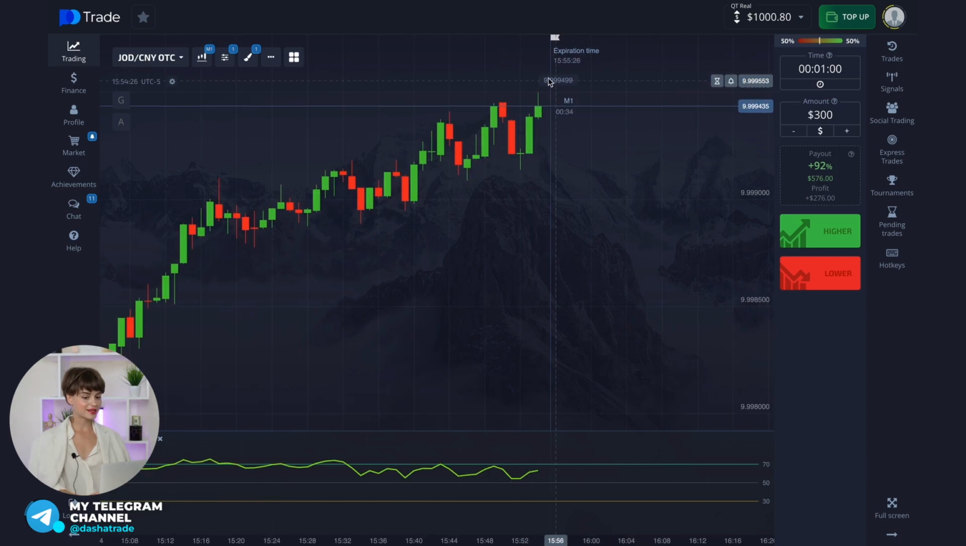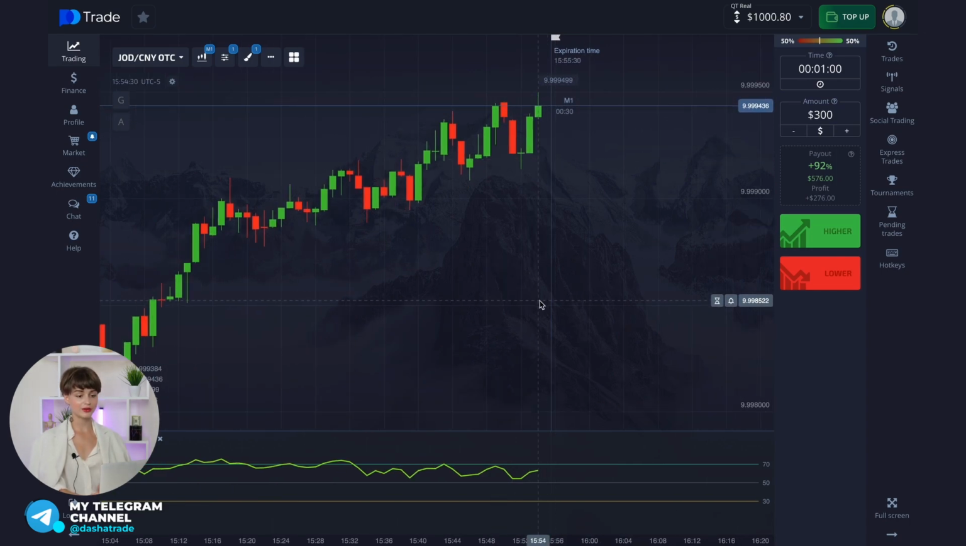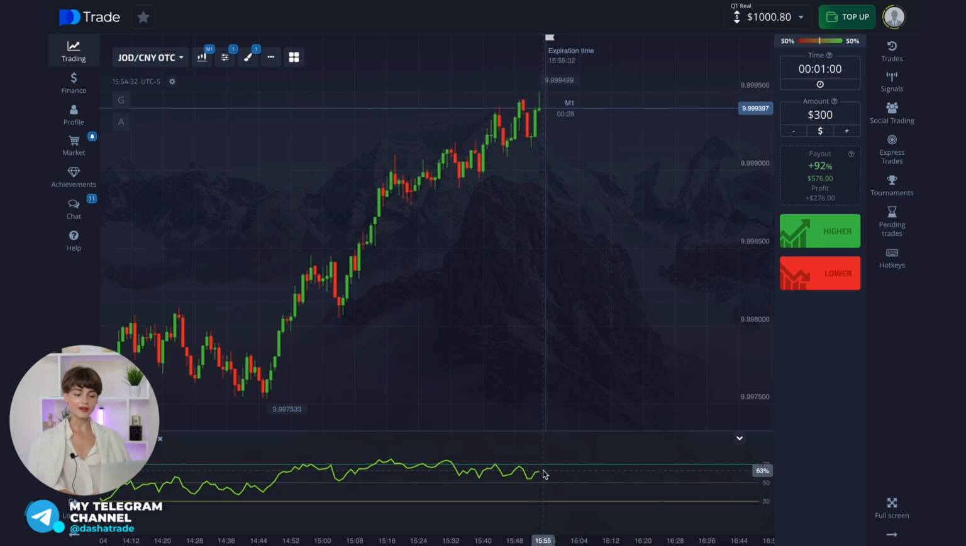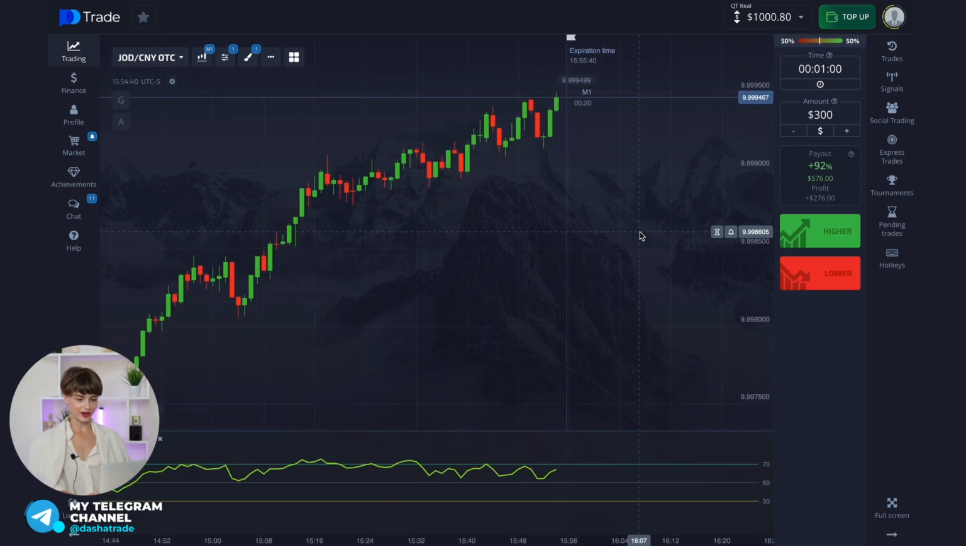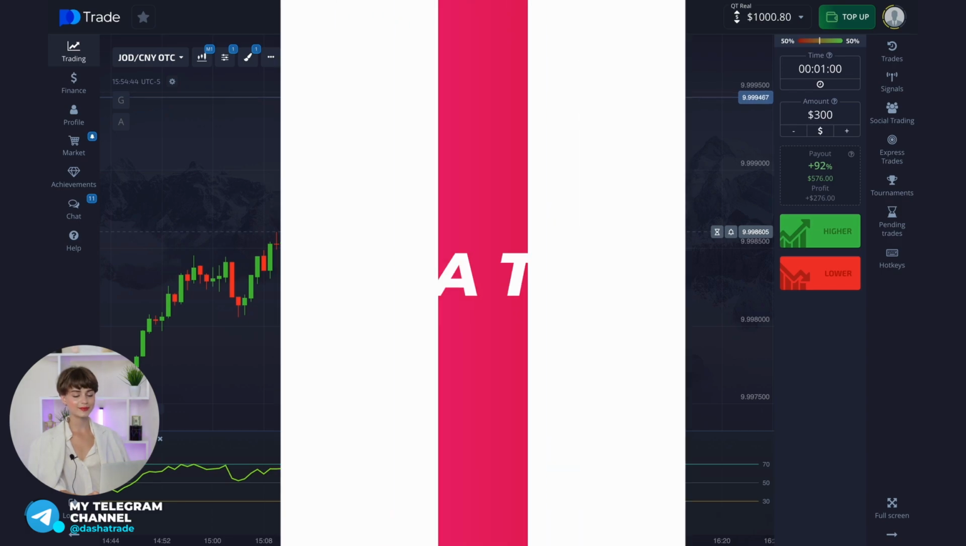If right now the candles have fixated higher than the previous maximum value, and RSI is lower than its previous peak, we'll open a position with lower. So what matters here is catching a divergence. I'm sure it's going to be clear in practice.